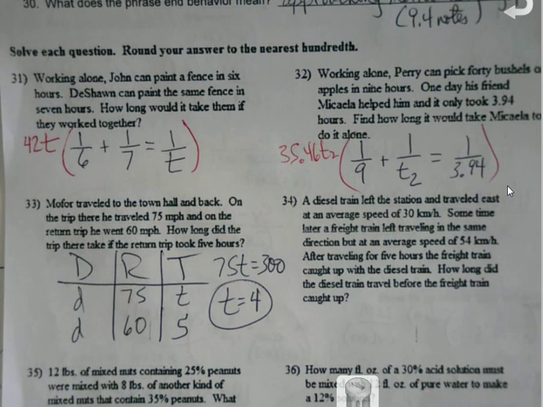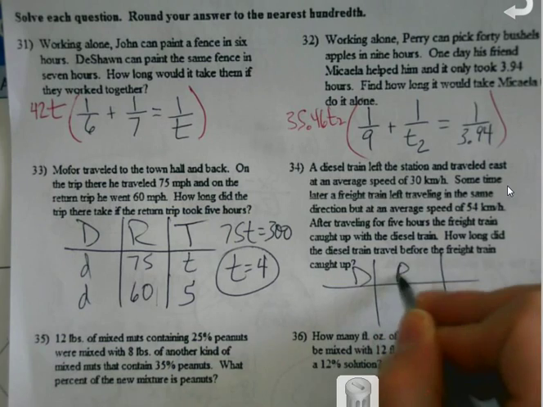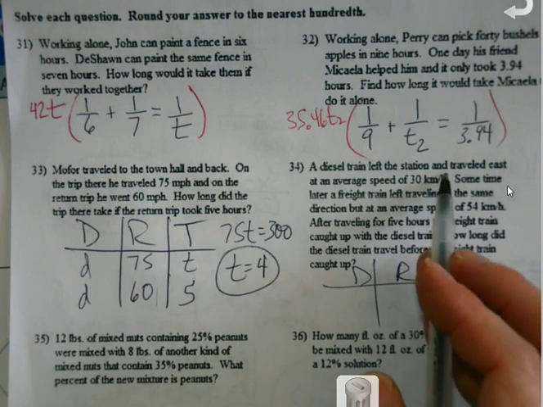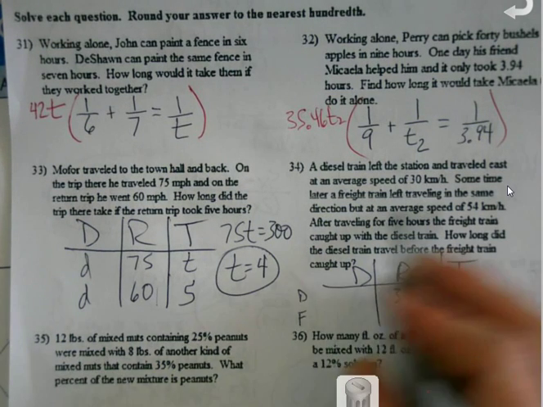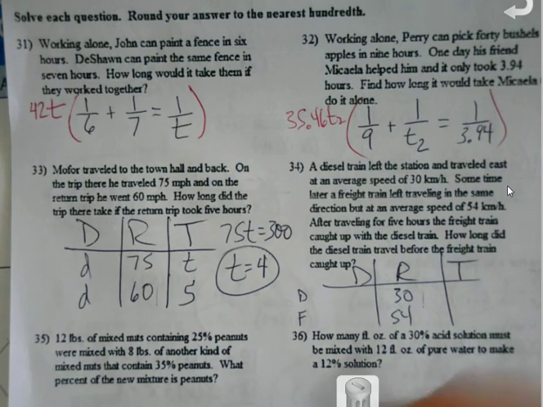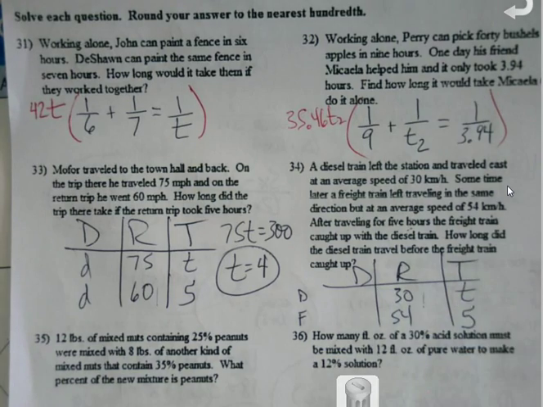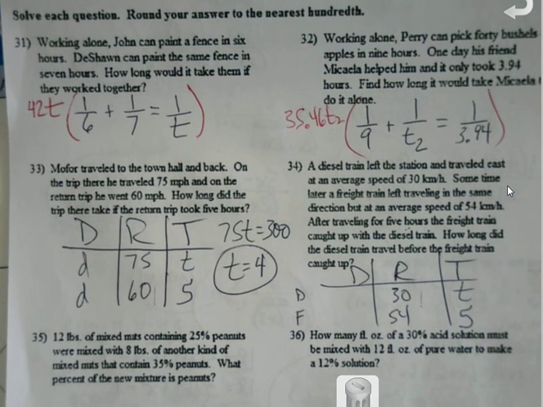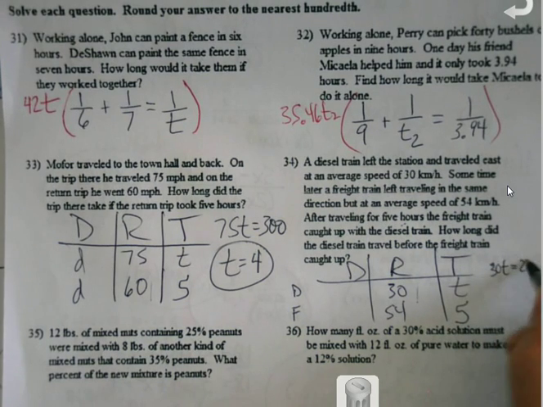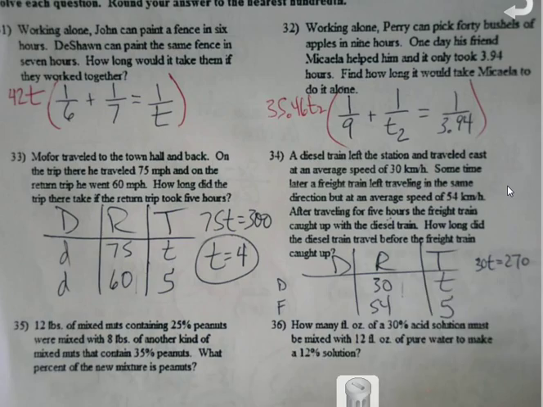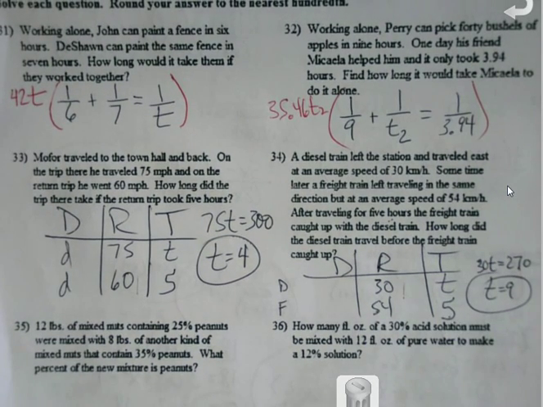Same thing with things when they're leaving at different times, and a lot of you came up and asked about these. Diesel train left the station and traveled east at 30 kilometers per hour. Sometime later, a freight train left traveling the same direction at 54. After traveling for 5 hours, the freight train caught up with the diesel train. How long did the diesel train travel before the freight train caught up? Multiply. 54 times 5 is 270. Get my answer.